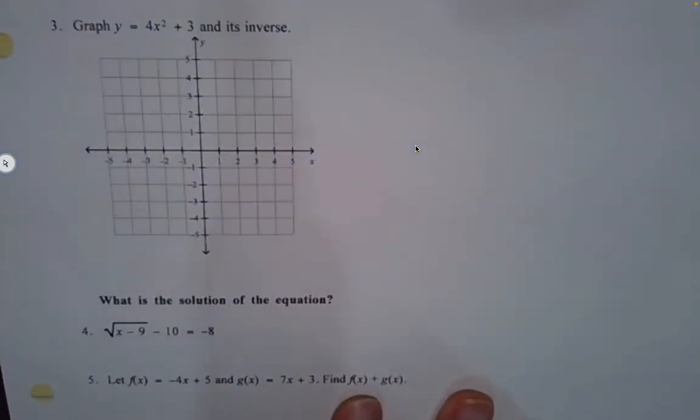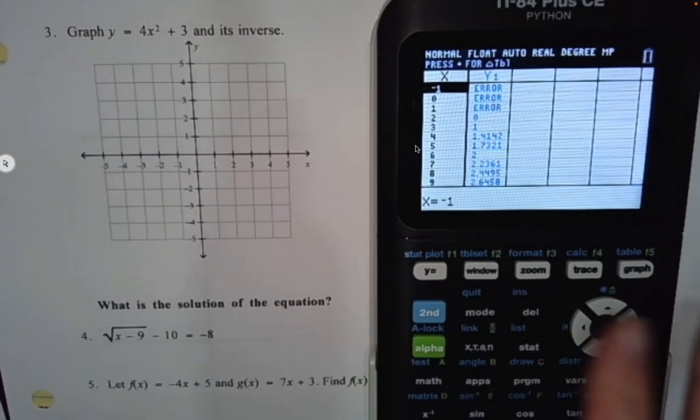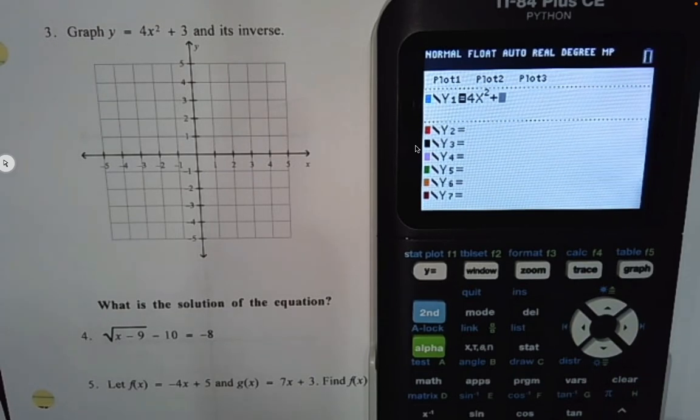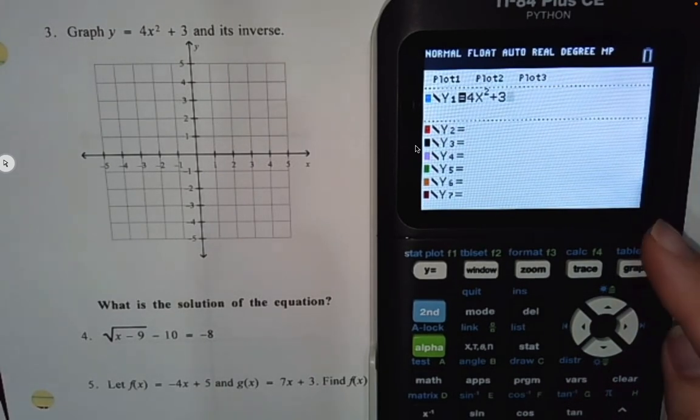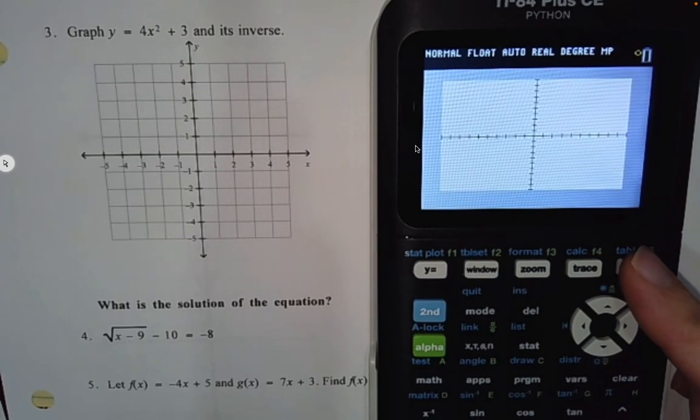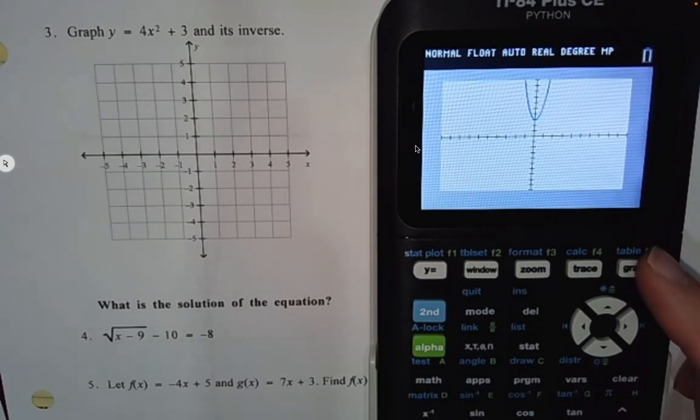Oh, number 3. Graph that and its inverse. So on this one, I'll go ahead and graph it. That's half of it. 4x squared plus 3. Everybody good with that? I just typed in y equals 4x squared plus 3. And I'm going to graph. And that's what it looks like.